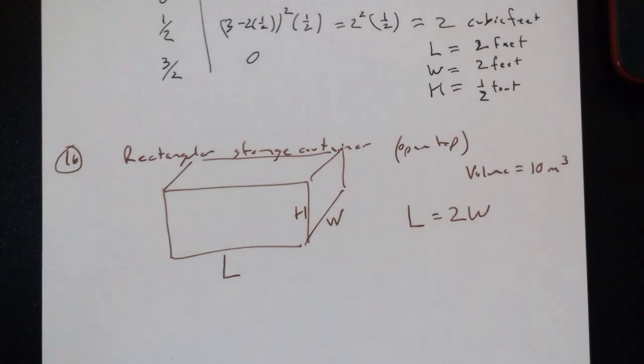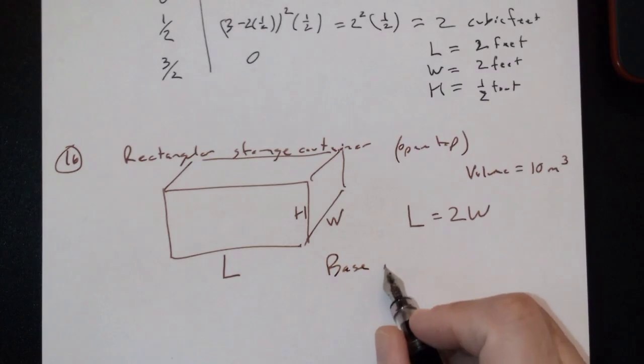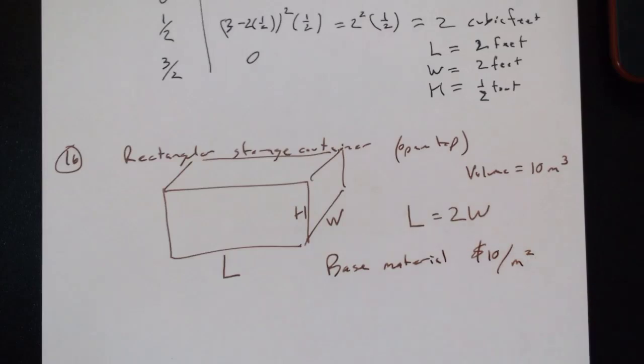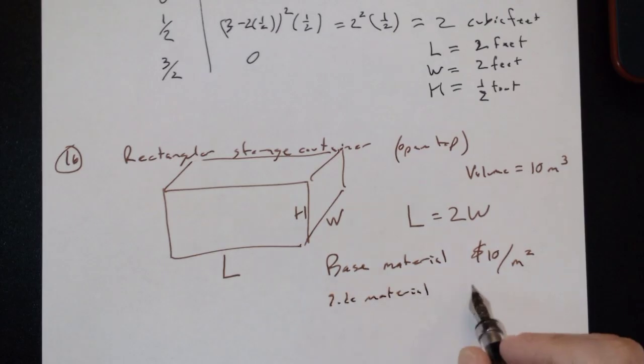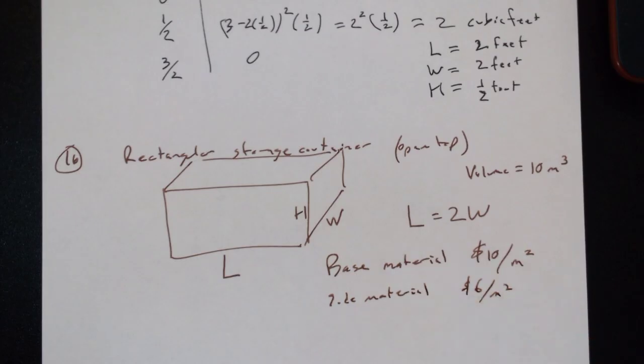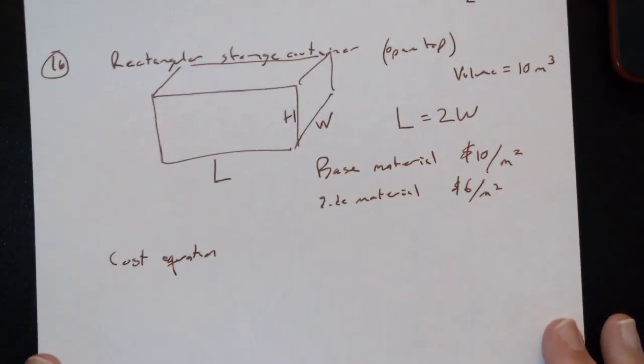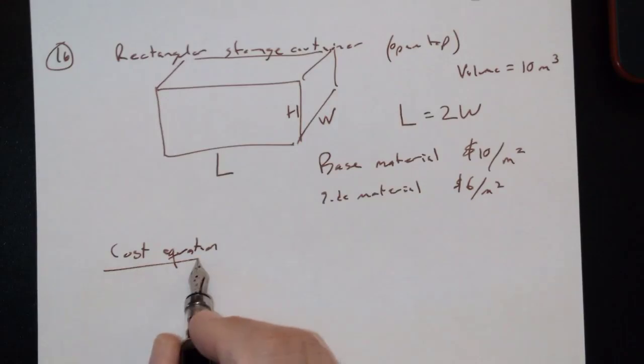Material for the base is $10 per square meter. Sides is $6 a square meter. What is the thing I am trying to find the minimum of? So I need a cost equation. When all is said and done, I want a cost equation.